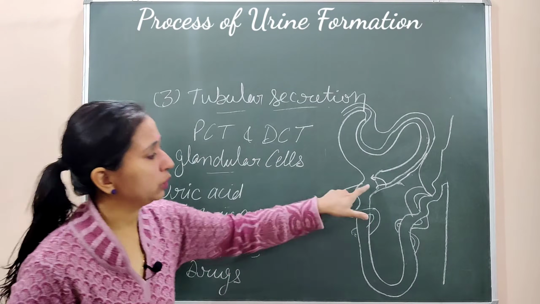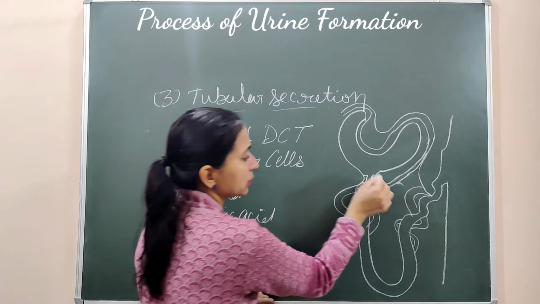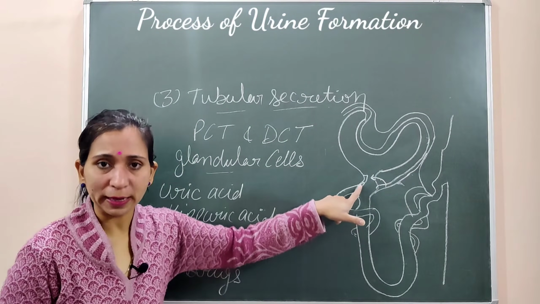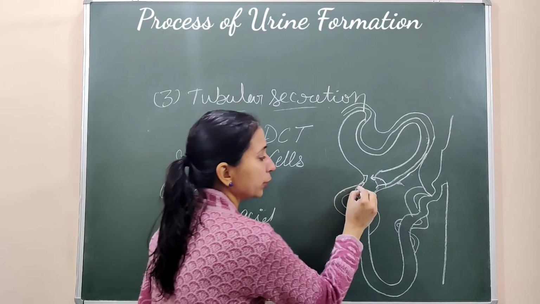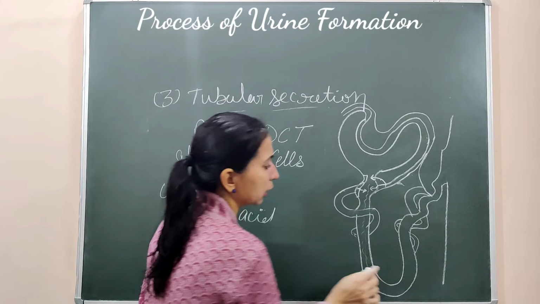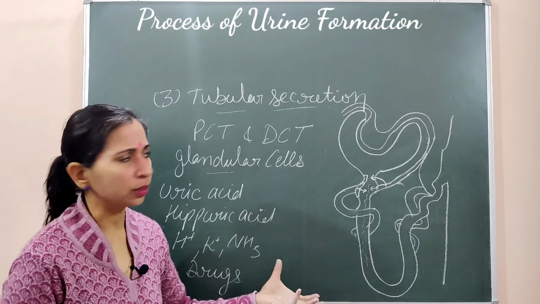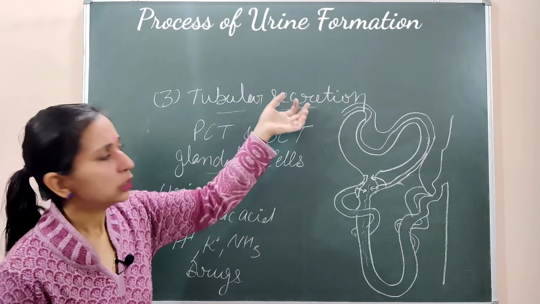These glandular cells of the PCT extract waste from the peritubular capillaries, and then they pour it into the filtrate which is passing through. They release and secrete that waste into the filtrate. That's why we are calling it tubular secretion.